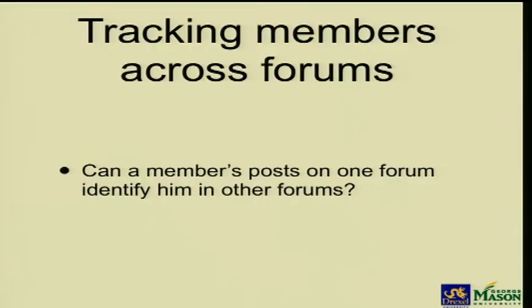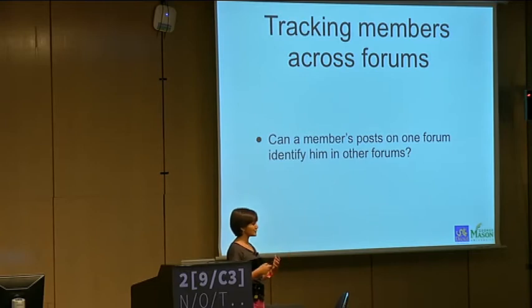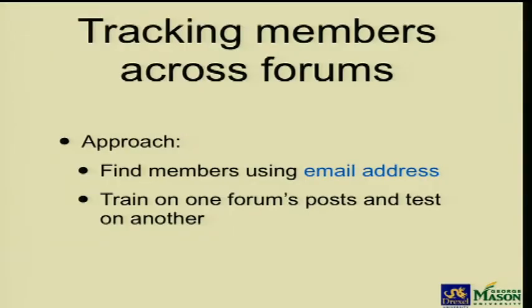Now, finding a member in one forum is interesting, but what would be more interesting is if we can build a profile of a user based on his posts in one forum and then try to find him everywhere else on the web. So in our data set, we had multiple forums, so we wanted to do this analysis across different forums. We found the similar members based on their email addresses on different forums, and then we trained our classifier on the posts from one forum and tested it on the posts from a different forum.